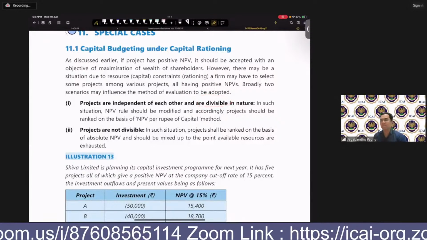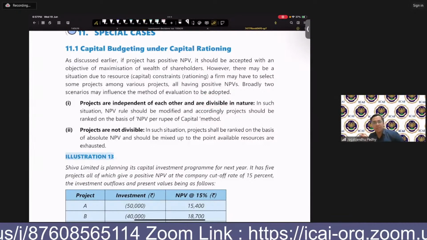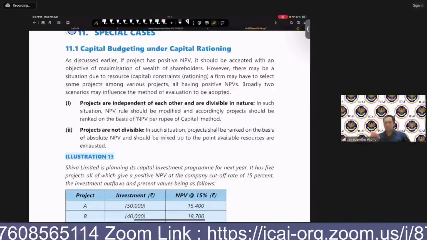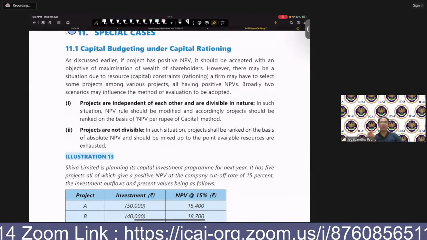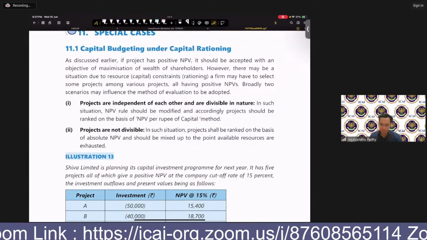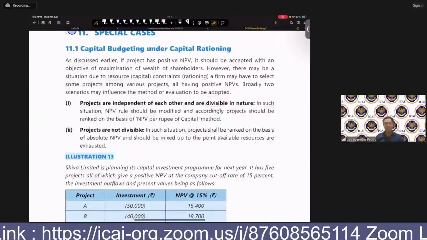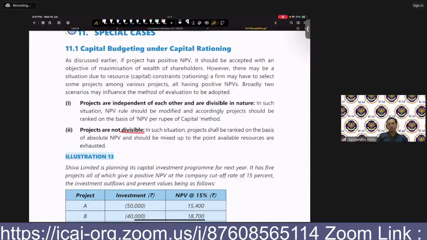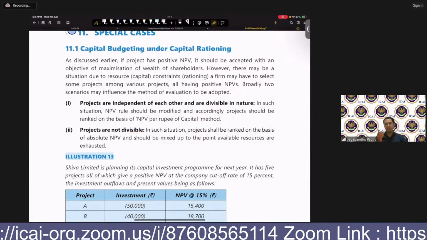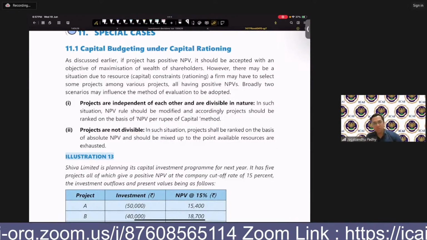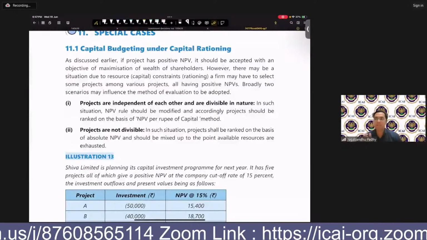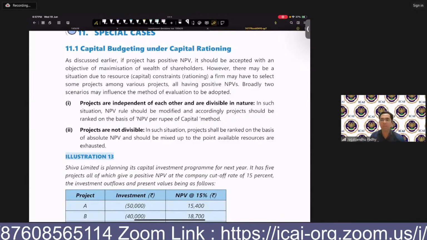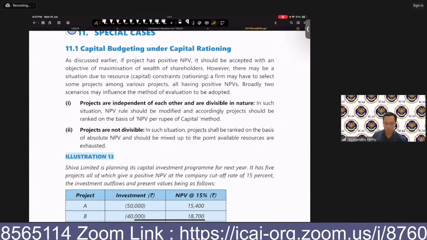Project is divisible in nature means I can participate in that project in bits also. Like I can have just a 25% stake in the project, or just a 30% stake in the project. Then you say that the project is divisible. Whereas if the project is not divisible, it means it's a give or take. Either you take the project or you just leave the project. You cannot take it in part, and you don't have any co-venturer coming along with you.